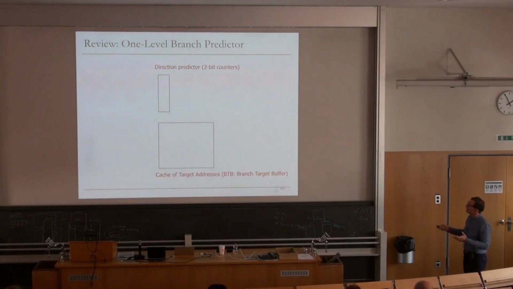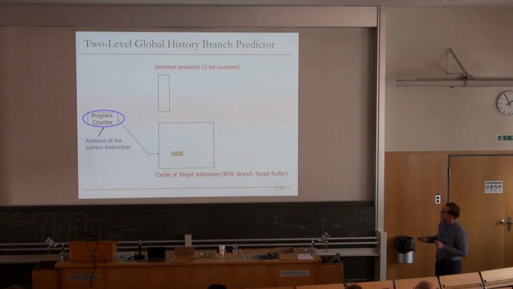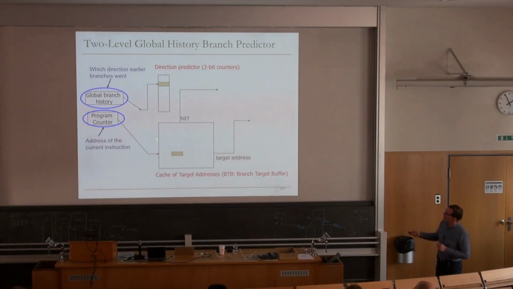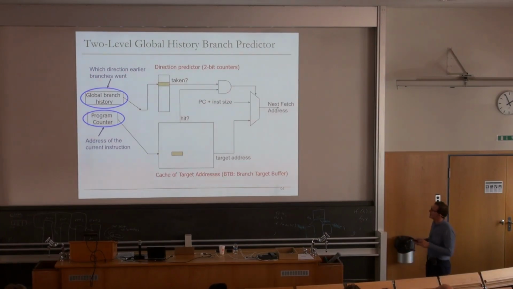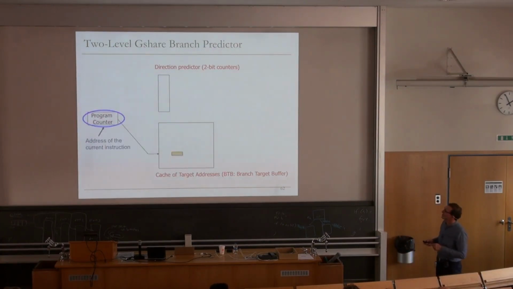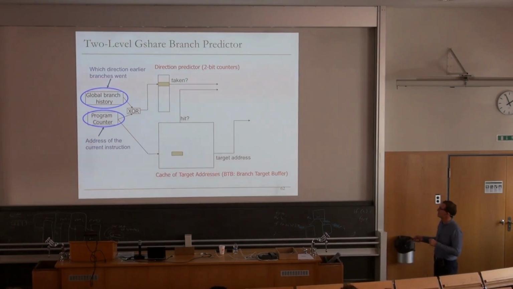Okay, so basically this was our 1-level branch predictor. I'm going to go through this very quickly. So we added 2 levels. How do we do that? Basically we had this global history register and used that to index our direction predictor, and everything else remained the same. Now G-share is basically this, global history register XORed with the program counter. And we still have a single pattern history table in our direction predictor.